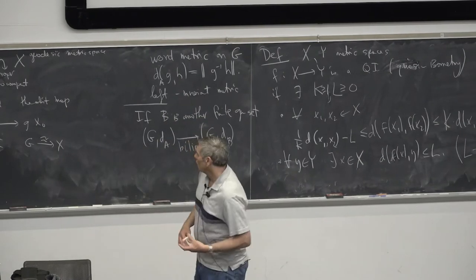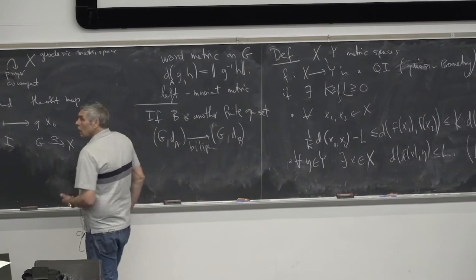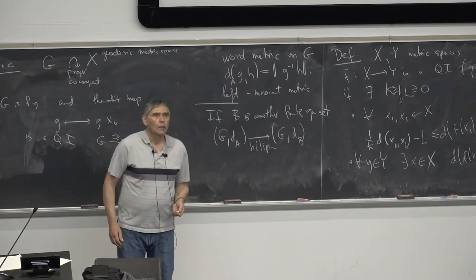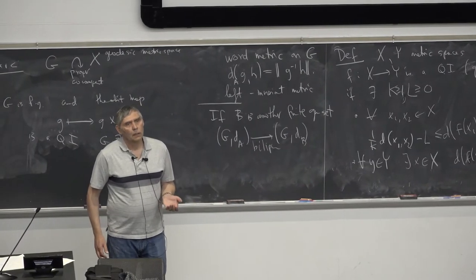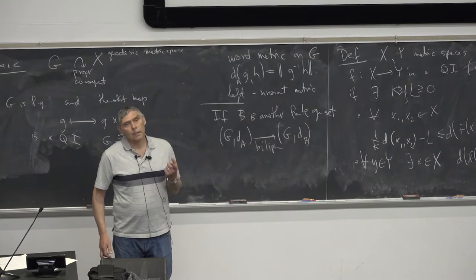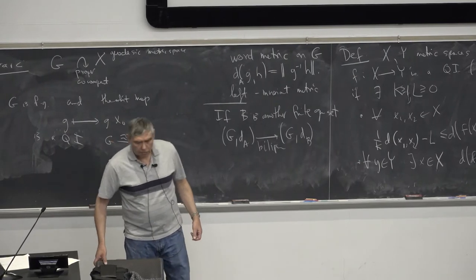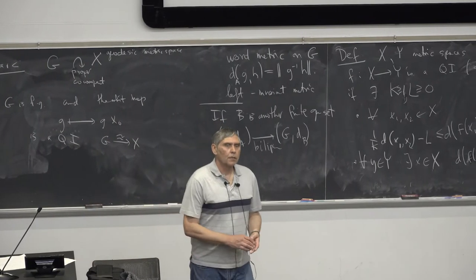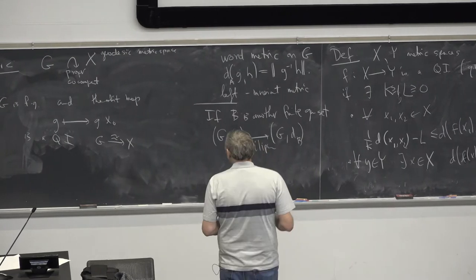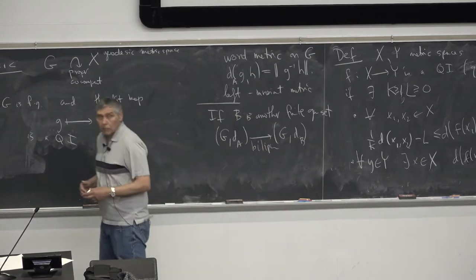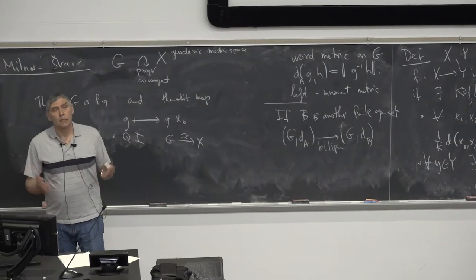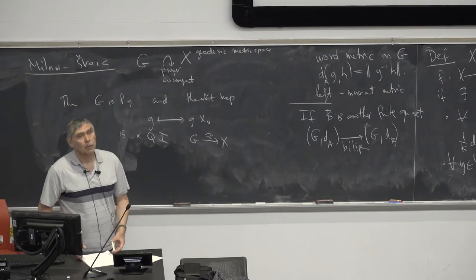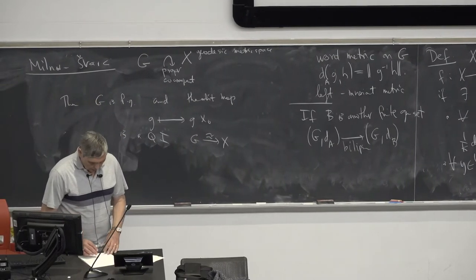So if G is SL2(Z), X is the upper half plane. SL2(Z), you said? That action is not co-compact. So there are some issues with whether this is even true for SL2(Z). SL2(Z) is acting on a hyperbolic plane, yes, but not co-compactly. And SL2(Z) is not quasi-isometric to the hyperbolic plane. Right.